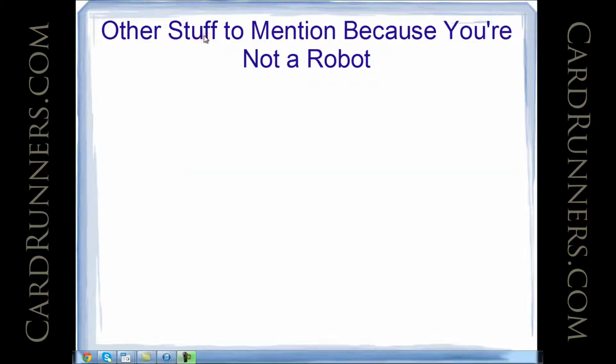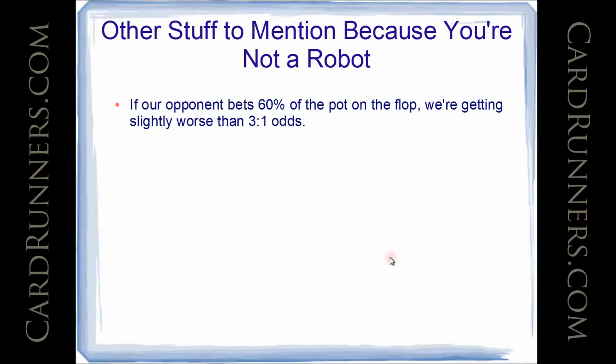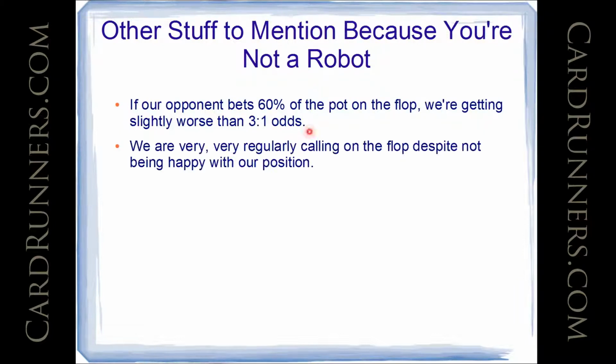Now there's some other stuff we should mention because you're not a robot. If our opponent bets 60% of the pot on the flop, we're getting slightly worse than 3-1 odds. Everyone pretty much knows that, I think, but 60% is a little bit over half the pot, so we're not getting quite 3-1 odds, but slightly worse. We are very regularly calling on the flop despite not being happy with our position because we're getting such a good price.